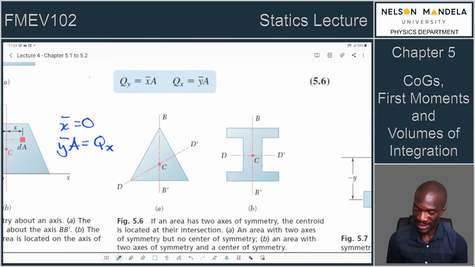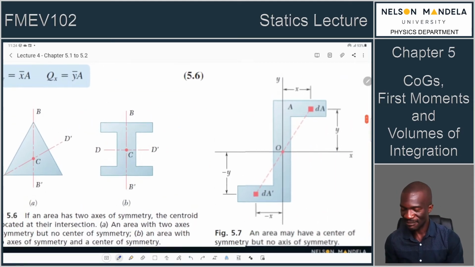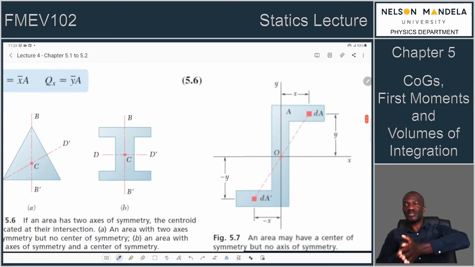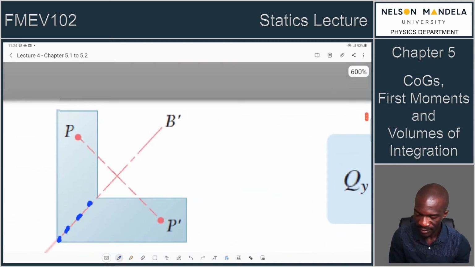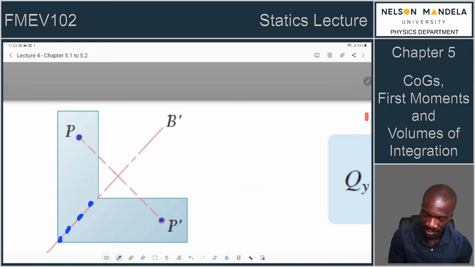So if an object now has two lines of symmetry, then this slide is just extending the idea and telling you that that object will have its centroid at the intersection. It actually makes sense. So same applies for figure 5.6b. However, there are some situations where you can have points of symmetry, but not a line of symmetry. When you say points of symmetry, it's the same as this. This is a point of symmetry. This is a point of symmetry.